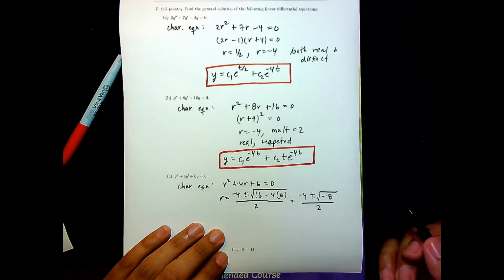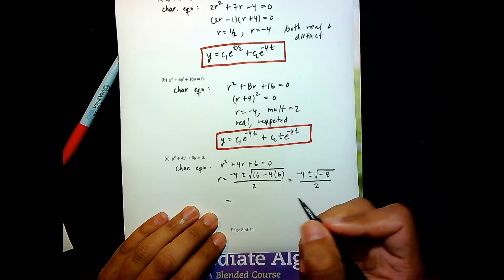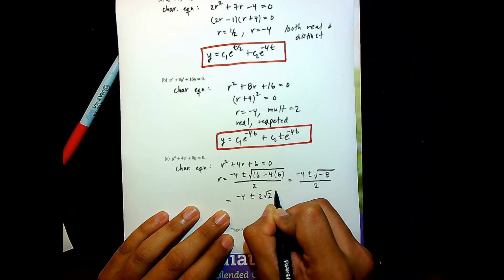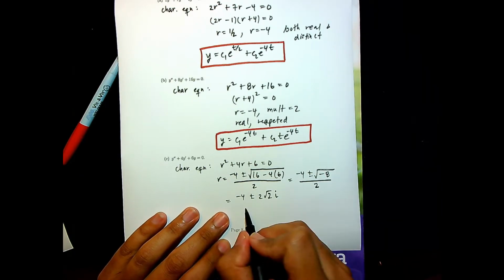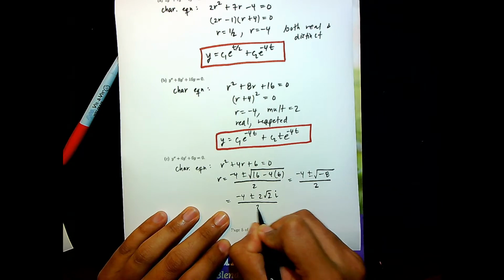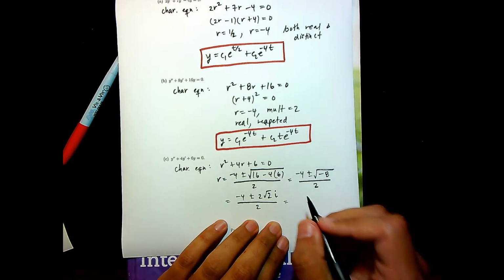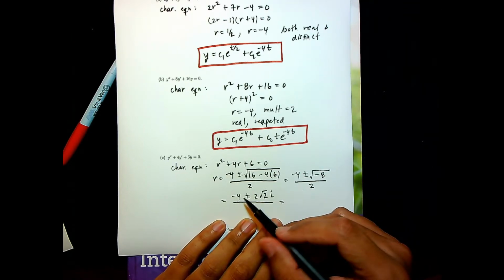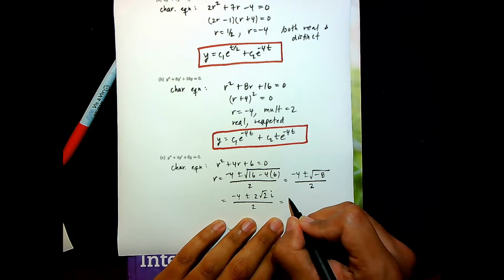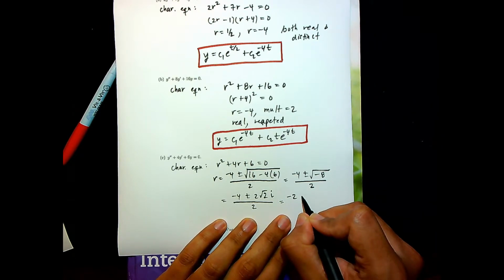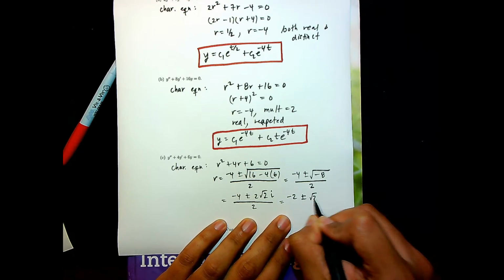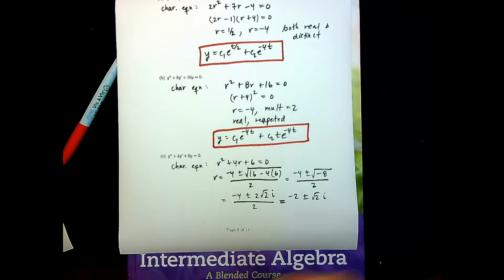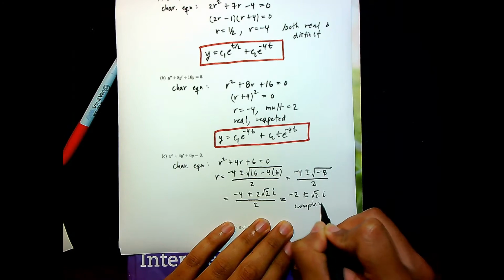over 2. Now let's keep simplifying this. This is negative 4 plus or minus 2 square root of 2 i, right? All that over 2, which simplifying, you have to factor out the 2 from above and then cancel. So if you do that, you're going to get negative 2 plus or minus square root of 2 i. Right, so we have the solutions are complex.